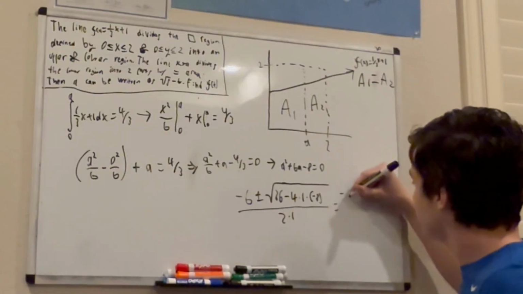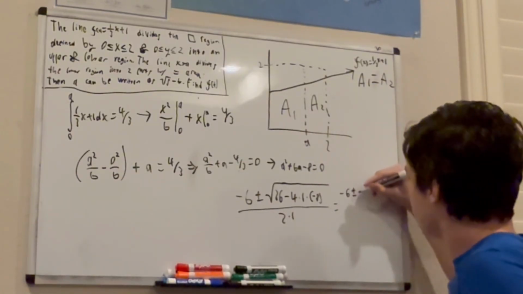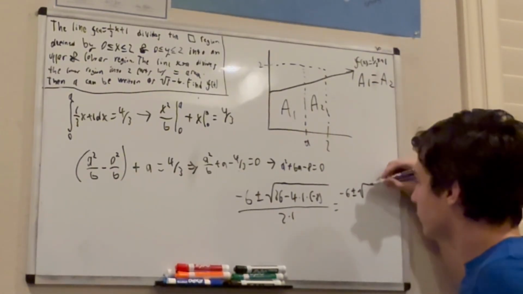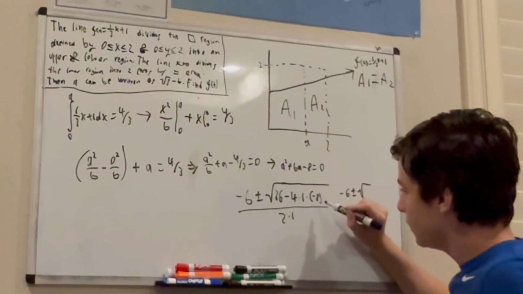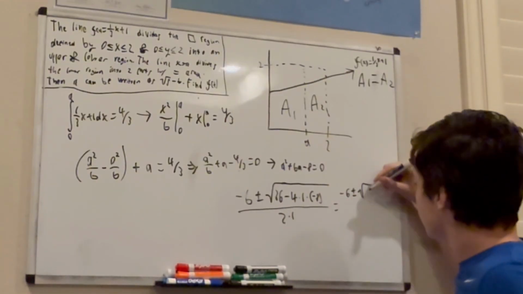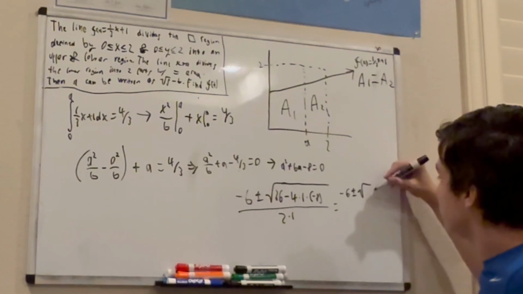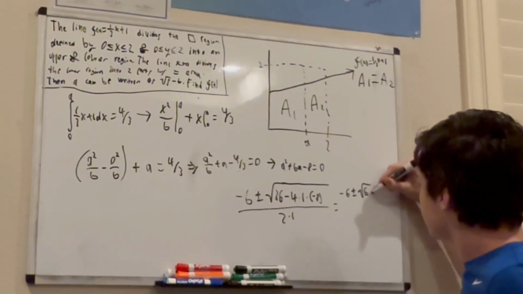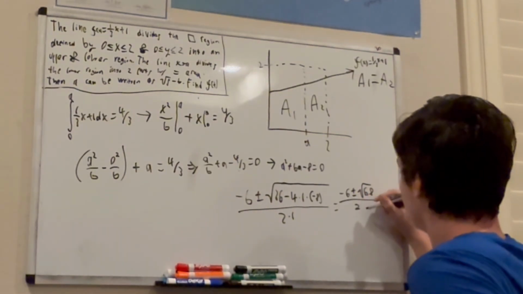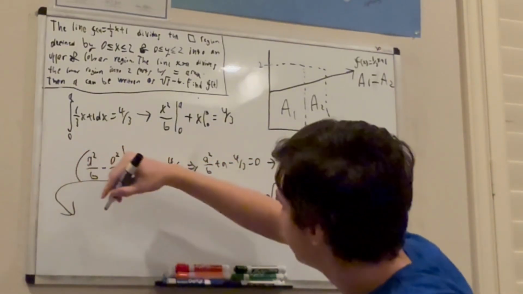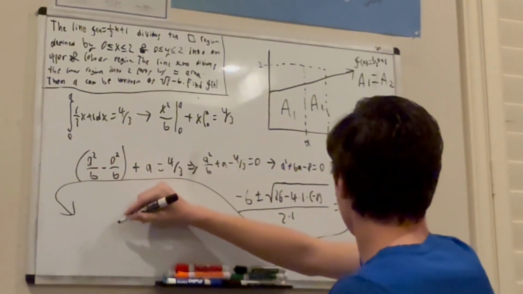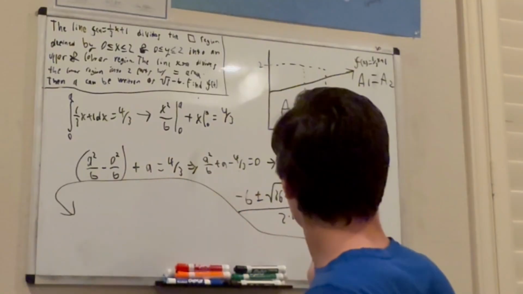This is going to be equal to negative 6, plus or minus the square root of, this is going to be negative 4 times negative 8, which is going to be equal to 32. So 36 plus 32, which is going to be 68, divided by 2. Now we'll go ahead and bring this right here. And let's go ahead and look at the square root right here.